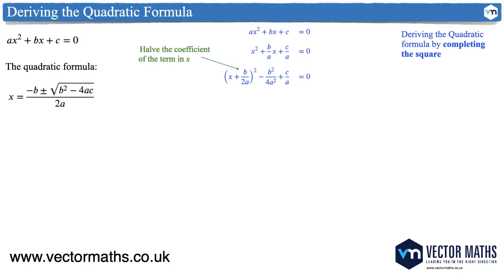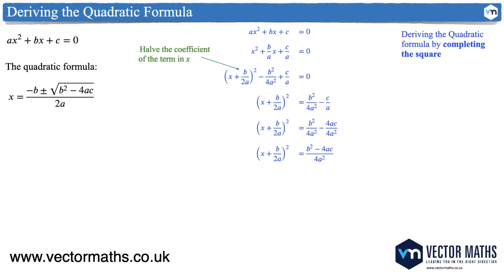If we move terms to the right hand side, then x plus b over 2a all squared equals b squared over 4a squared subtract c over a. And then we can use a common denominator, so this reduces to x plus b over 2a all squared equals b squared minus 4ac all over 4a squared. And this should start to look familiar.